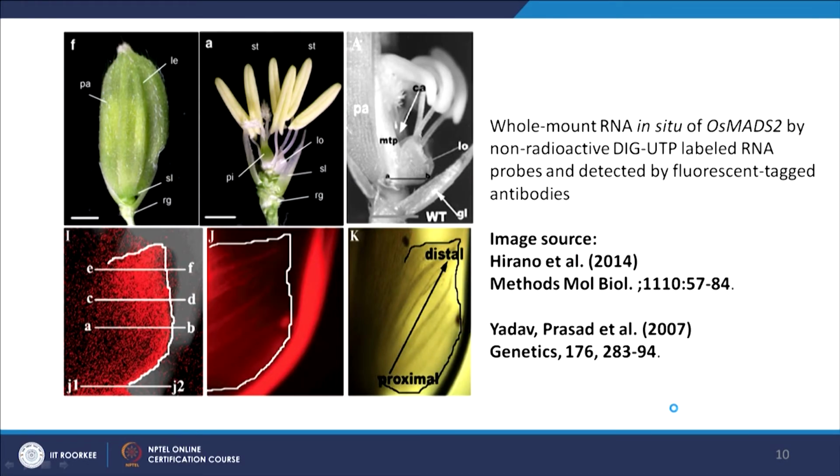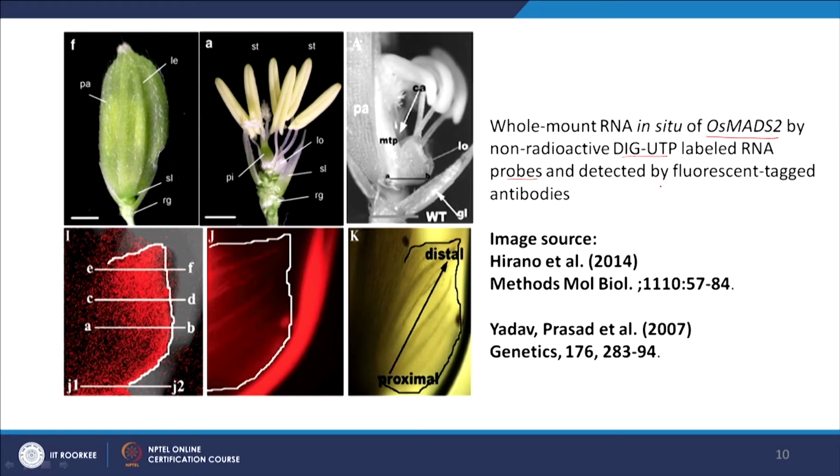I will give you some examples. This is a case of whole mount in situ, and one of the genes, a rice transcription factor MATS2, was analyzed for its expression pattern using a non-radioactive DIG-UTP labeled antisense RNA probe, and this was detected by fluorescent microscopy.